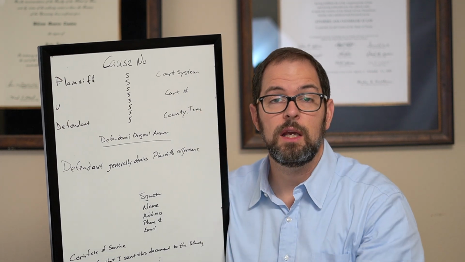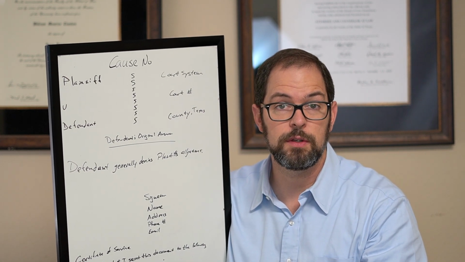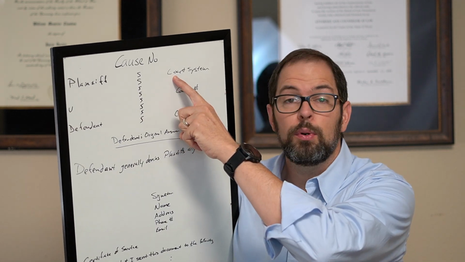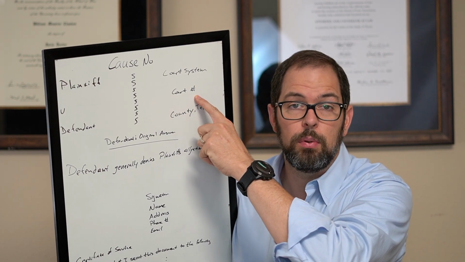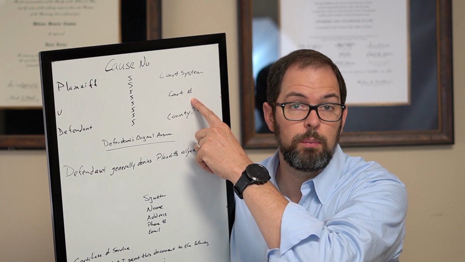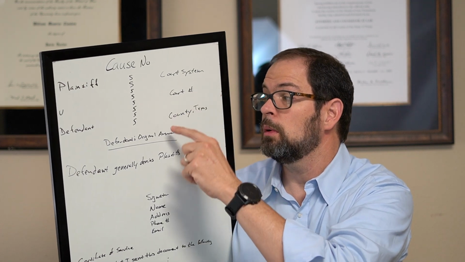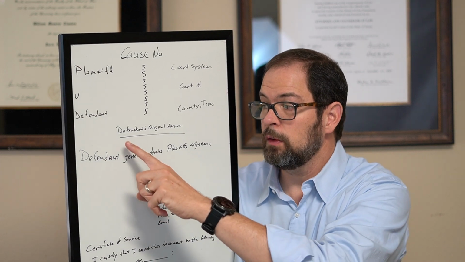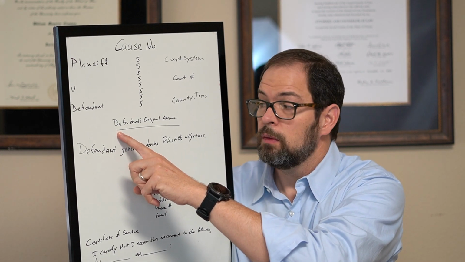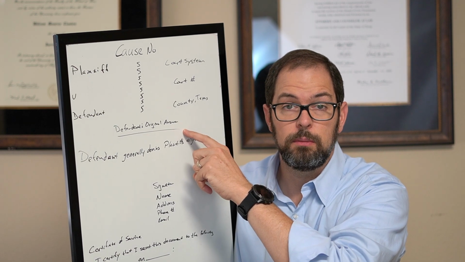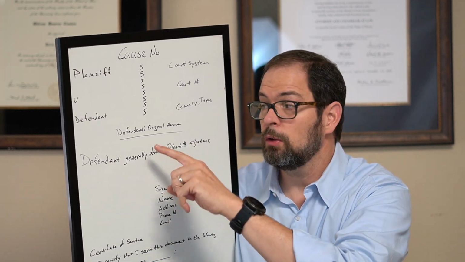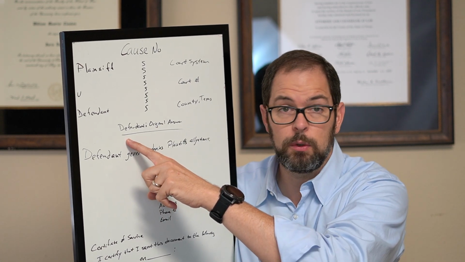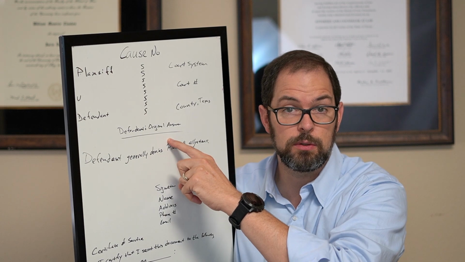A lot of these cases, hundreds of thousands of them every year in the state of Texas, are filed in the JP court system, or the justice court system. So you could say the precinct court. Precinct number 1, 2, 3, 4, 5, whatever precinct this is filed in, you put the precinct number. And you put in your county, Texas. Then the title of the document is the defendant's original answer. If this is a second answer, if you already filed one, you can call it the first amended or second amended, but make sure that's accurate. For most folks, it's going to be defendant's original answer.